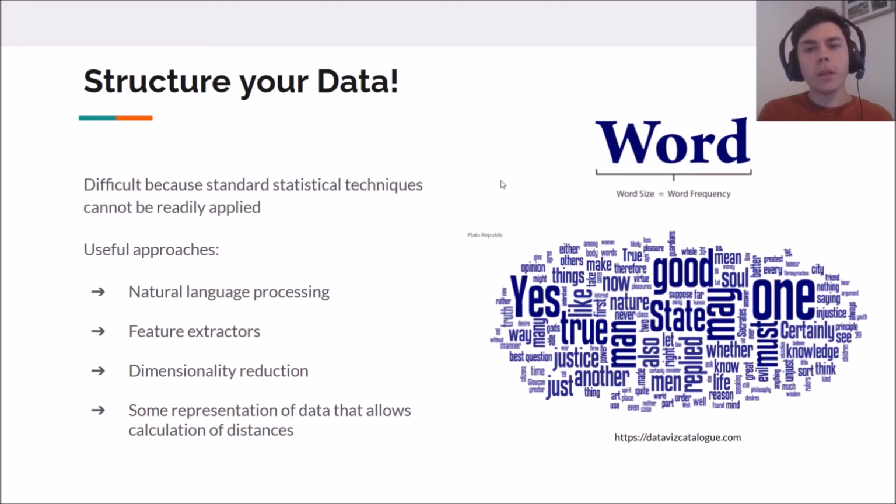In more complicated cases, of course, you can use things like natural language processing for text data, feature extractors for images. Something that is always nice in this context is dimensionality reduction. I will talk about this next. In any case, you need to convert your unstructured data to some form that allows you to calculate distances or to otherwise end up with some numerical or categorical attributes.